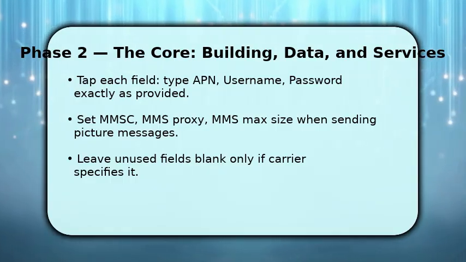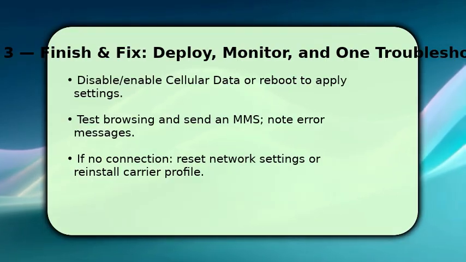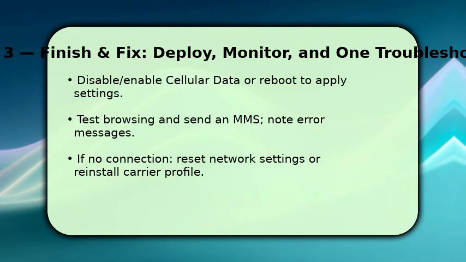Finish by toggling cellular data off, then on, or reboot the phone so iOS applies the new APN. You should test by loading a web page and sending an MMS. If both work, you're done.